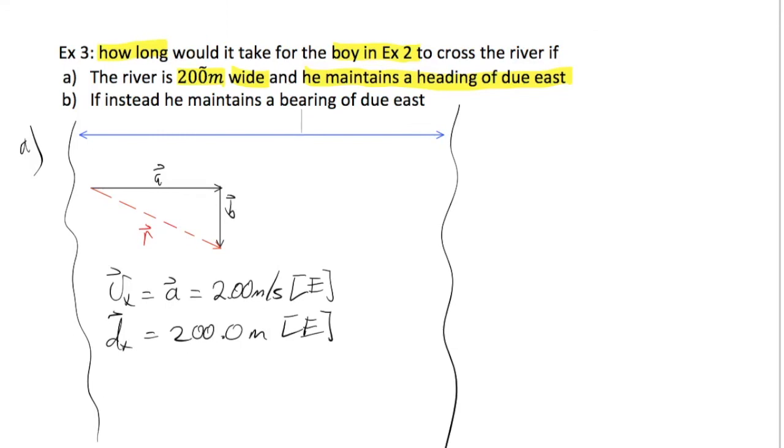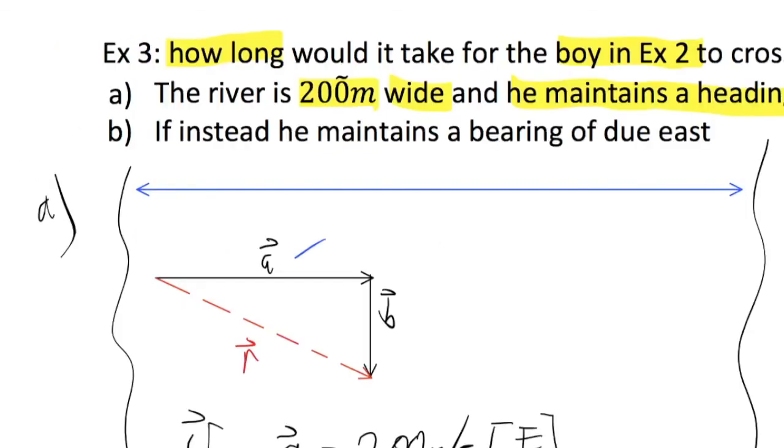So what I've done here is I've kind of sketched the river banks, obviously a little bit uneven, and vector A, this represents the boy's velocity with respect to the river. Our vector B, that is the river's velocity with respect to the shore, and then our resultant is the boy's velocity with respect to the shore.